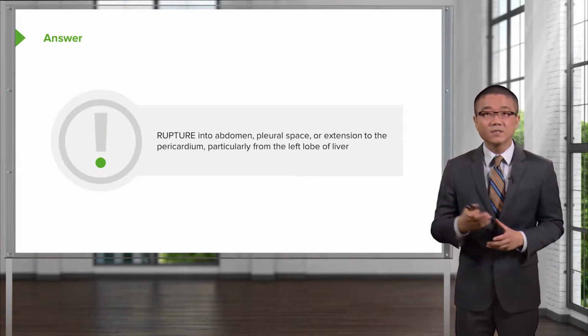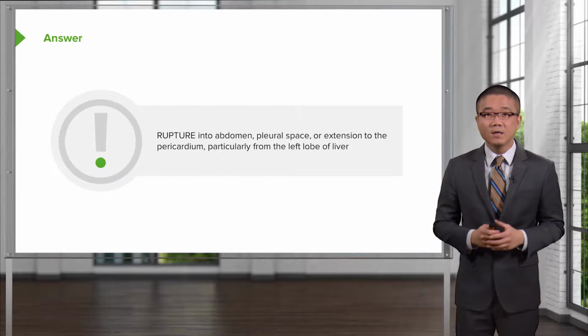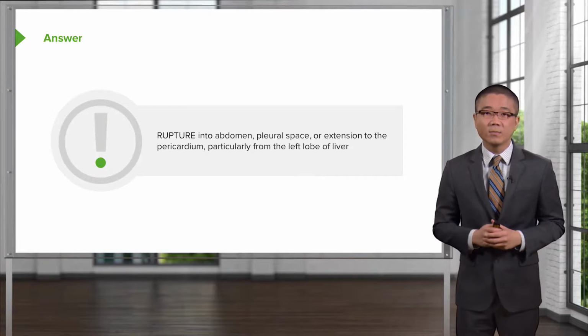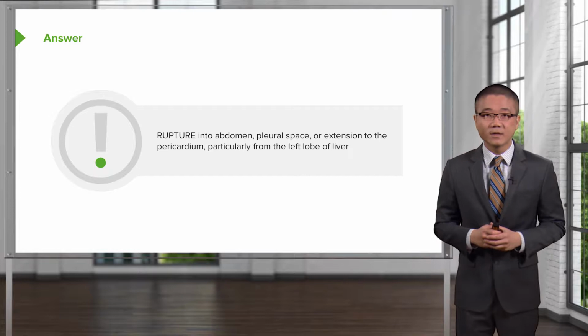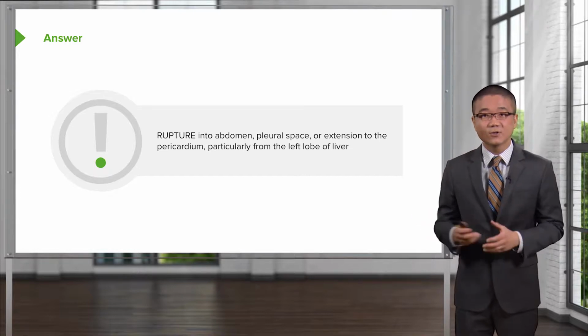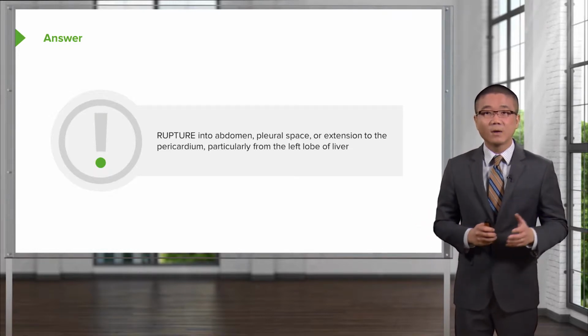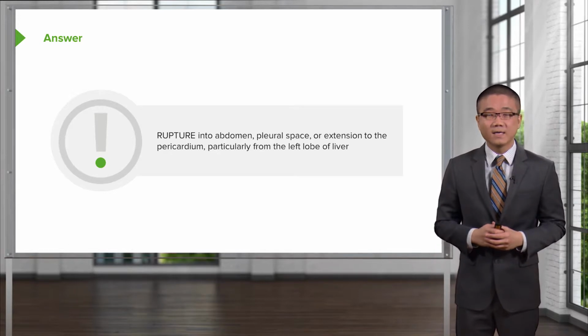Rupture or extension of the abscess into the abdomen, pleural space, or extension to the pericardium, particularly from the left lobe of the liver, can cause significant problems. If the rupture occurs in the abdomen, it can cause peritonitis, creating a surgical abdomen. If the rupture happens into the pleural space, patients may complain of difficulty breathing. It can lead to an empyema or an abscess collection in the lung.